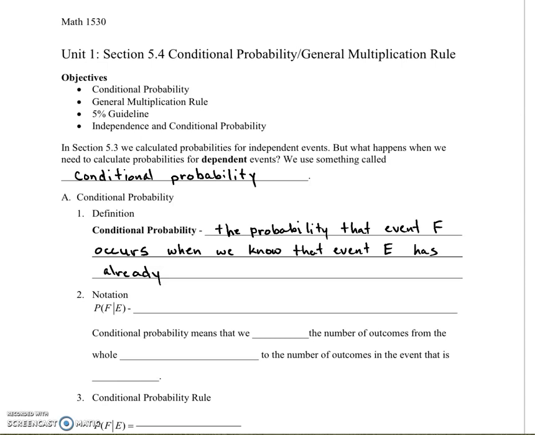So the notation we use is the probability, in this case of F, and then we use a vertical line and E. And we read that as the probability of F given E. And this given E stands for when we know that E has already occurred.